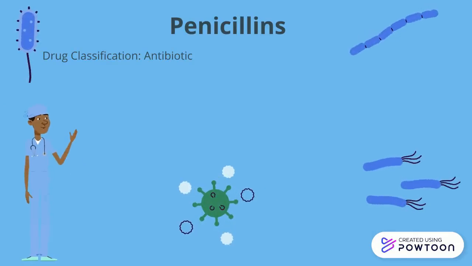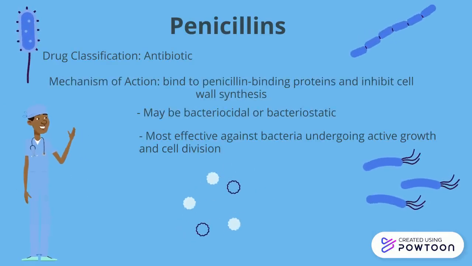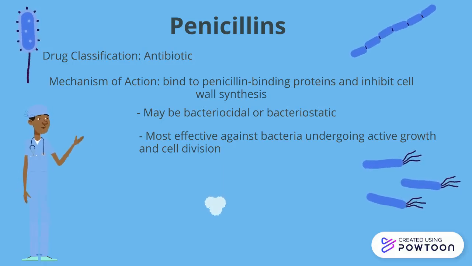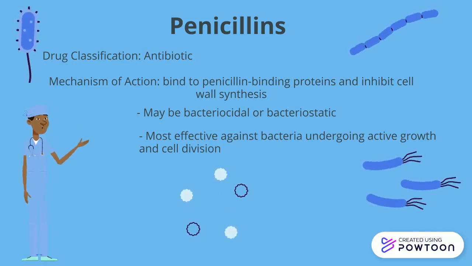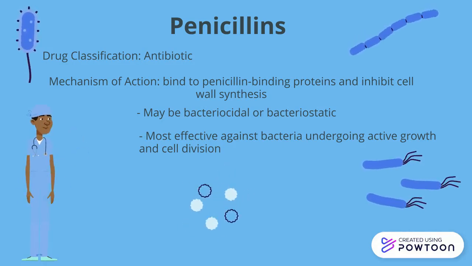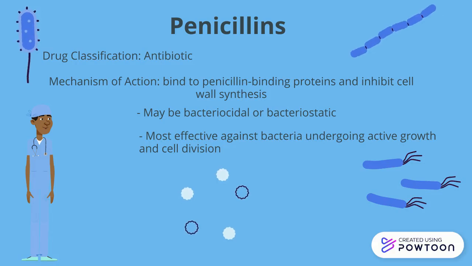Penicillins are a large group of antibiotics that kill a wide variety of gram-positive and some gram-negative bacteria. They bind to specific proteins called penicillin binding proteins and inhibit peptidoglycan, which interferes with the normal cell wall synthesis. This causes the formation of defective cell walls that are unstable and easily broken down, which then leads to bacterial death.